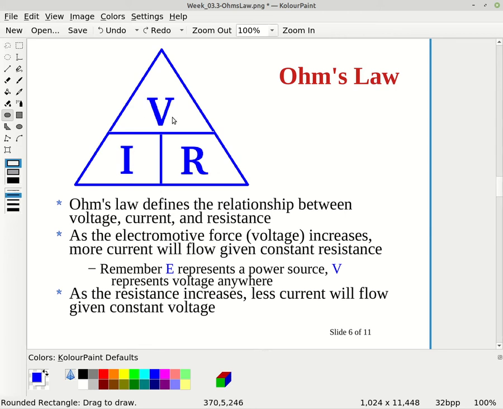So you basically can set your thumb over top of whichever element you're looking for. If you're looking for resistance, it's going to be voltage divided by current. So this little symbol makes it very easy. You can quickly sketch this out and then visually see whether you should be dividing or multiplying.